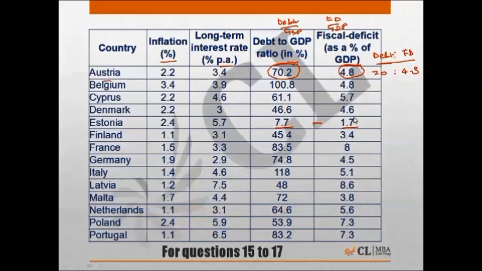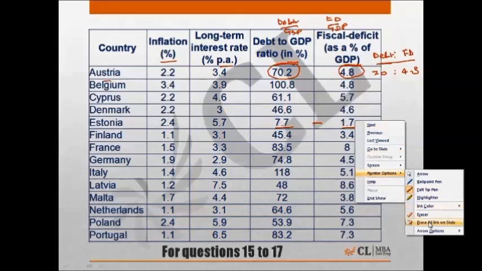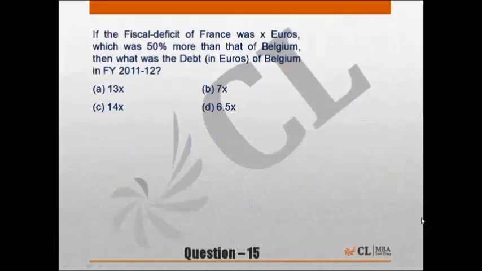Okay. Now, if you have understood this much, it's good enough. Let's go to the data. Let me just clean up the slide because we may need it again. Let us go through the questions quickly. Question 15. If the fiscal deficit of France was X euros, which was 50% more than that of Belgium, then what was the debt of Belgium?